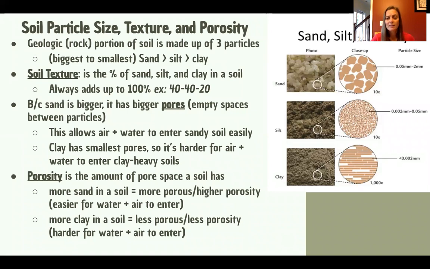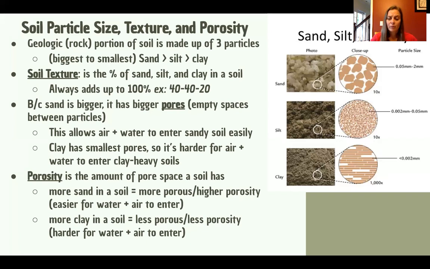Because sand is bigger, we can see that it has bigger pores. There are more empty spaces between the particles, and this allows air and water to enter sandy soil easily. Clay, on the other hand, has the smallest pores, so it's harder for air and water to enter clay-heavy soils. Some of you might have experienced this in your yards or in places that you visit here. We have a lot of heavy clay soils in this area. And so a lot of the time after a heavy rain, we'll see standing water because clay soil does not allow water to penetrate easily.